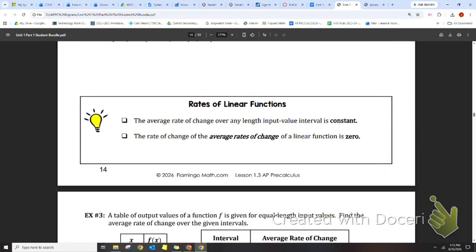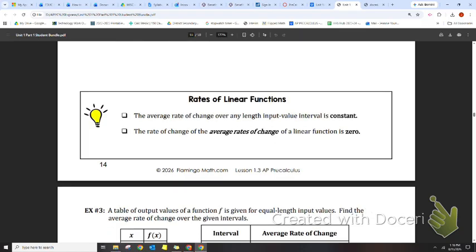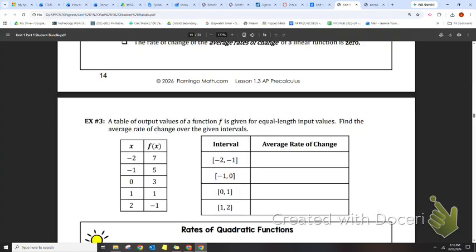All right, and then rates of linear functions. Just remember the average rate of change over any length input value interval is going to be constant, and the rate of change of the average rates of change of a linear function will be 0. So if you're doing the rate of change of the average rates of change, since they are the same over the interval, it'll be 0 because it's not changing.